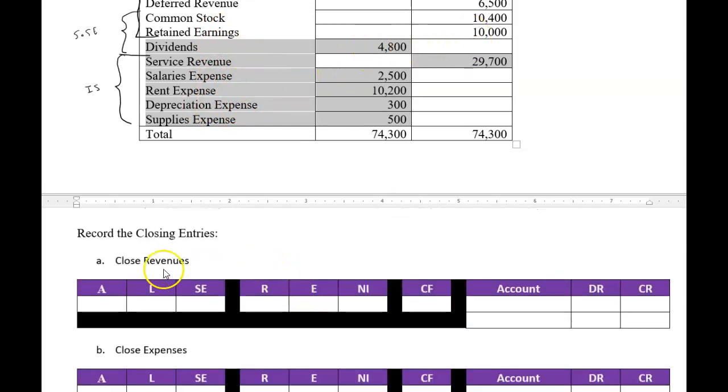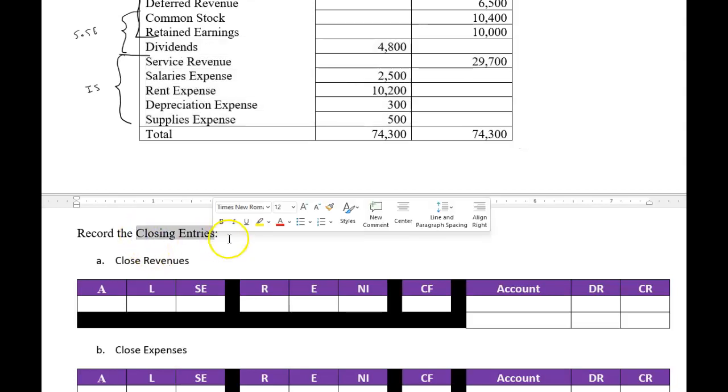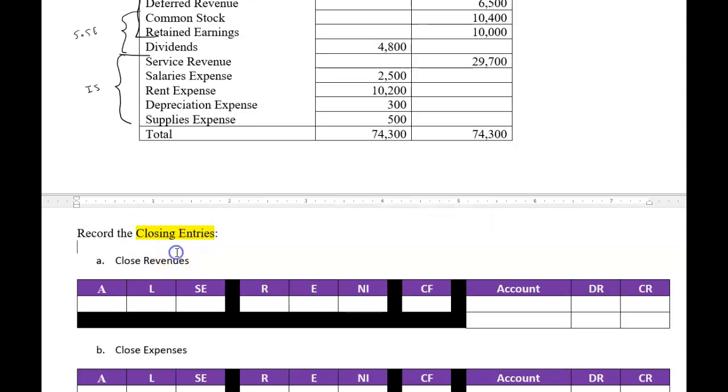There's 3 entries. 1, we close revenues. Follow the RED, the acronym, RED: revenues, expenses, dividends. Red accounts are closed. They're relocated to retained earnings at the end of the period. Now, this is only during the closing, so make sure you're doing closing entries when you do this.